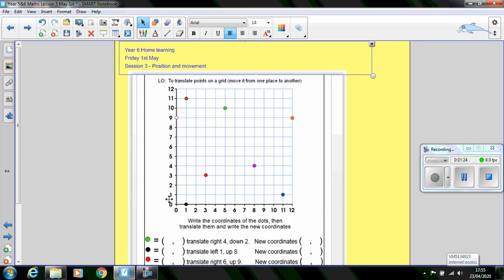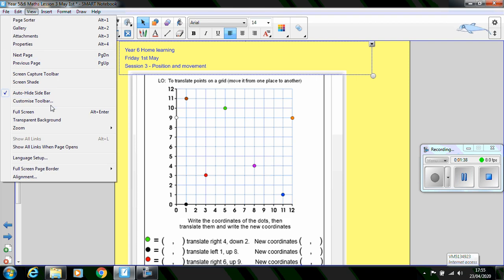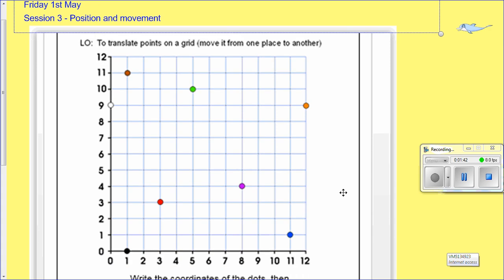We have a coordinate grid here. It's only one quadrant and it goes from 1 to 12. And what I want you to do is to look at the dots that are here. You've got a number of different coloured dots. I'll just zoom in so that you can see them a little bit easier, and we'll then be able to scroll down and then to look at them.